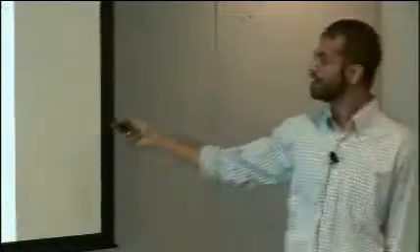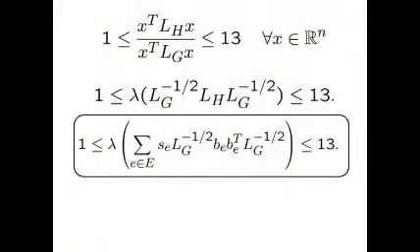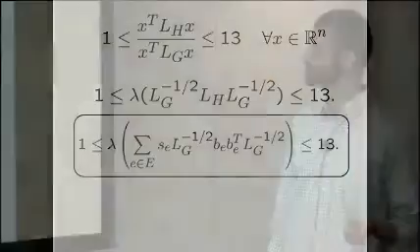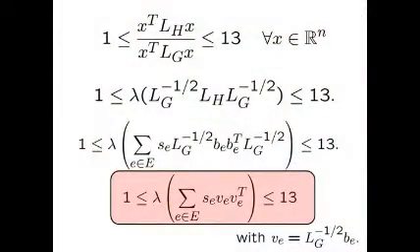Okay. So I can open this thing in the middle in terms of these outer products. It's the same as saying there's a sparse set of scalars s_e for which the sum over edges of G, s_e times L_G to the minus 1/2 b_e times its transpose, has eigenvalues between 1 and 13. And now let me just call this vector v_e.